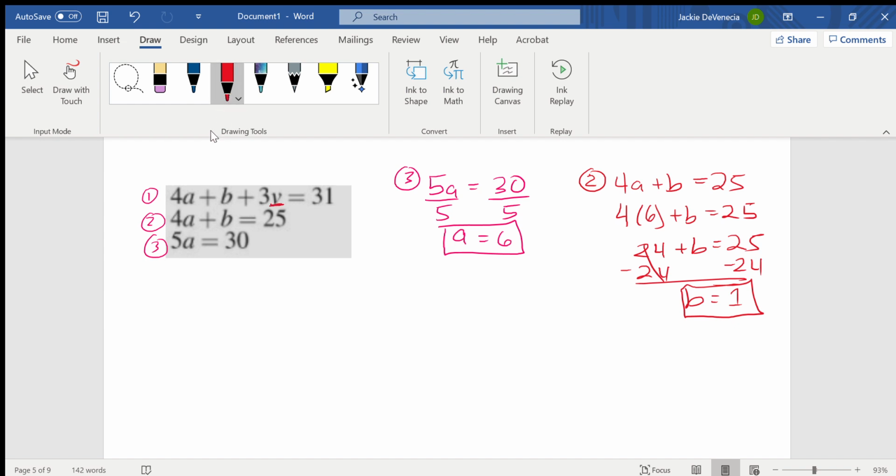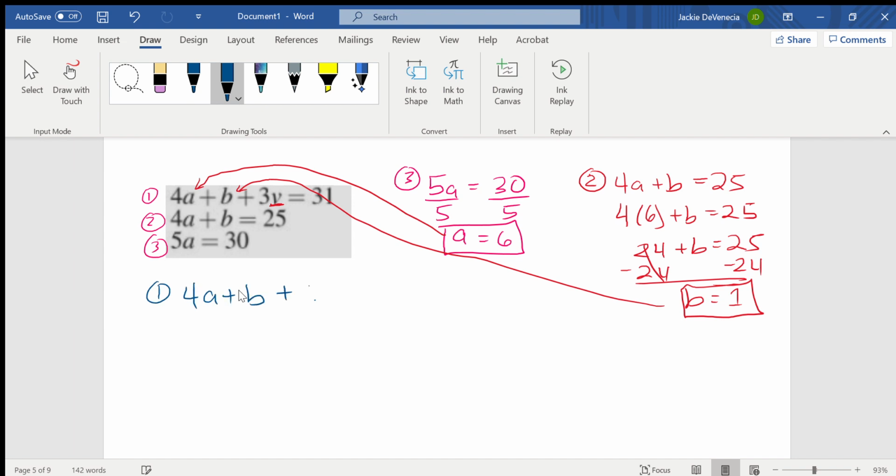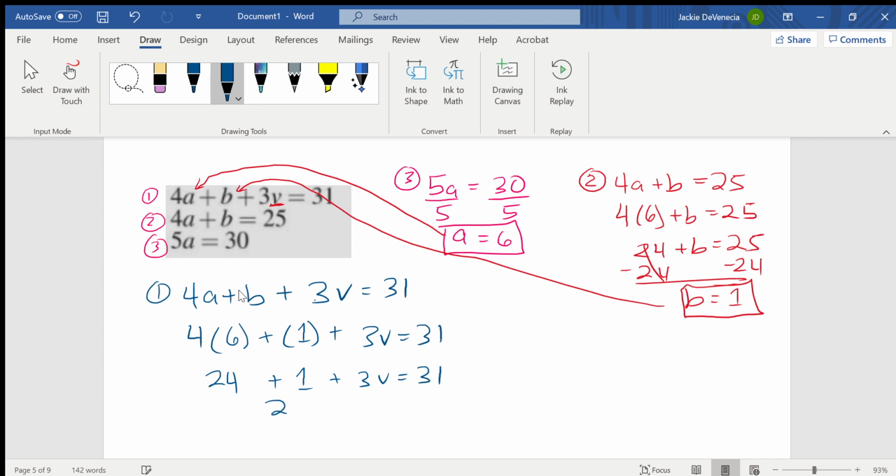We can just plug it all back into that first equation. So let me just go ahead and rewrite this. First equation, 4a plus b plus 3v is equal to 31. We'll just have 4 times 6 plus 1 plus 3v is equal to 31. 24 plus 1 plus 3v is equal to 31. Okay, so these two are like terms. So this is going to be 25 plus 3v is equal to 31.